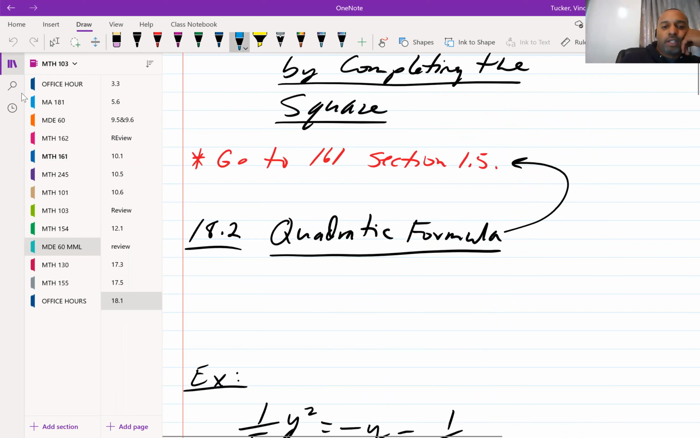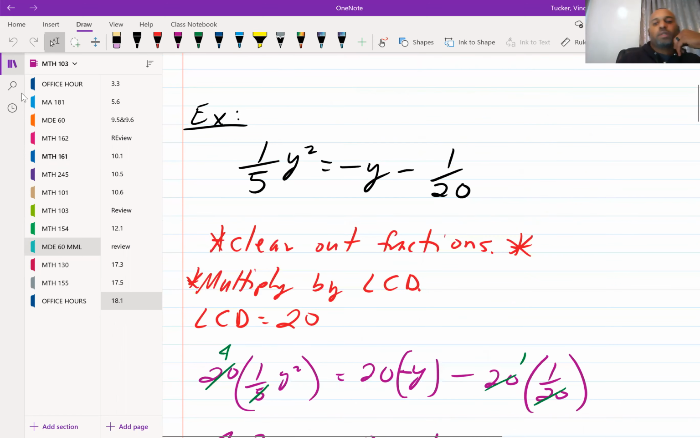Okay, yeah. So I did this one because I had a fraction involved. We're still doing the quadratic formula, but we have 1/5 y squared minus y equal to negative, excuse me, minus 1/20. So since we have fractions involved, what we could do is go ahead and clear out the fractions by multiplying both sides by the LCD.